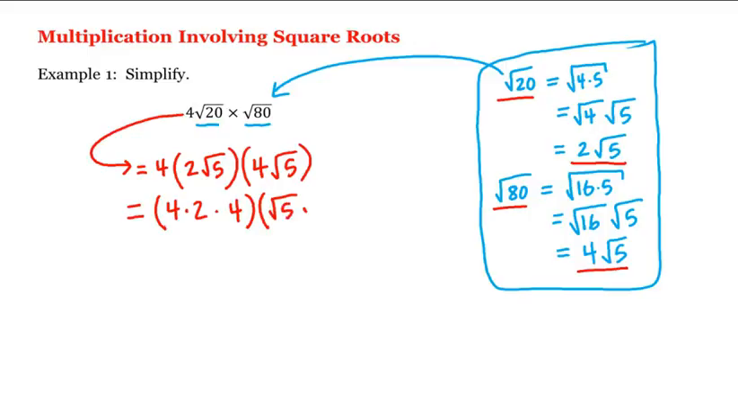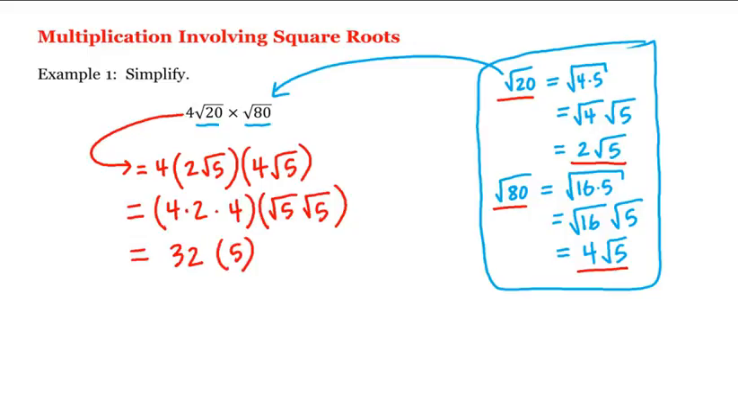root of 5 times the square root of 5, which is equal to 4 times 2 is 8, times 4 is 32, and then square root of 5 times square root of 5 is just 5.